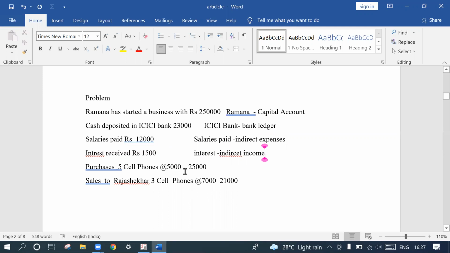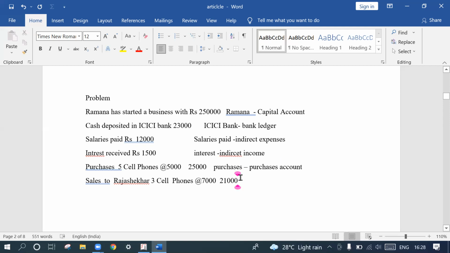Next. Now, next transaction is purchases of 5 cell phones. This is the cash purchase. So purchases should be saved under purchase account, or purchase ledger. Okay. So purchases. Next.